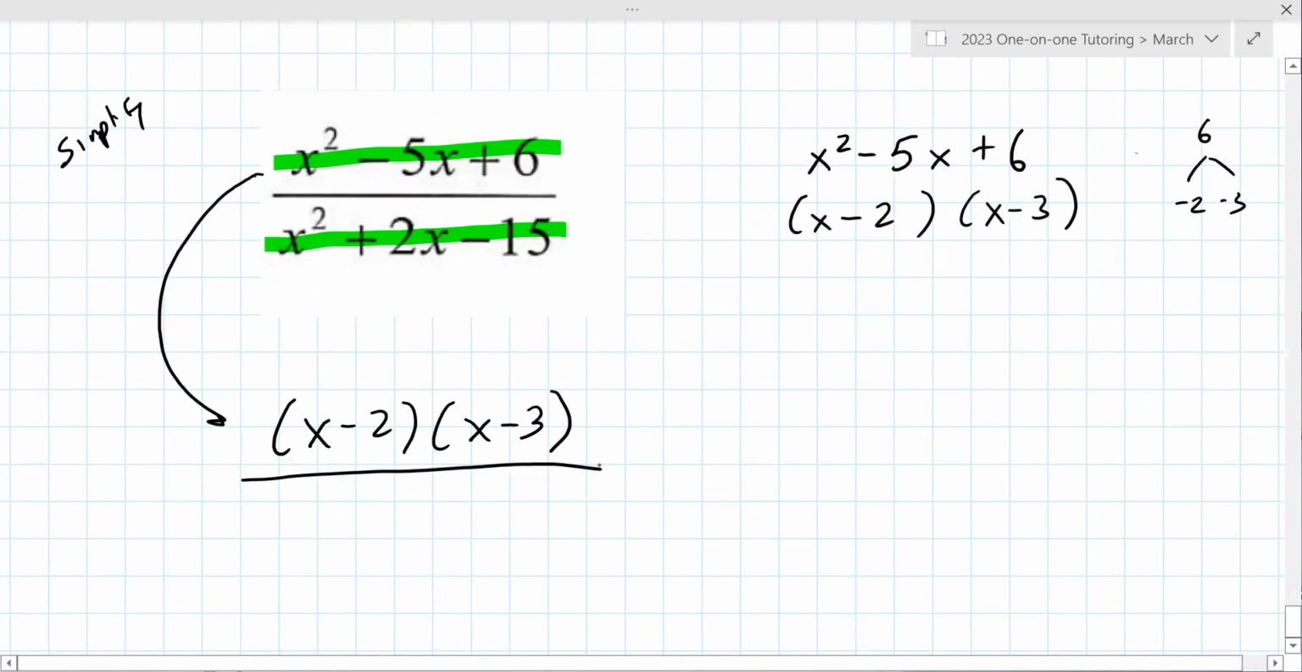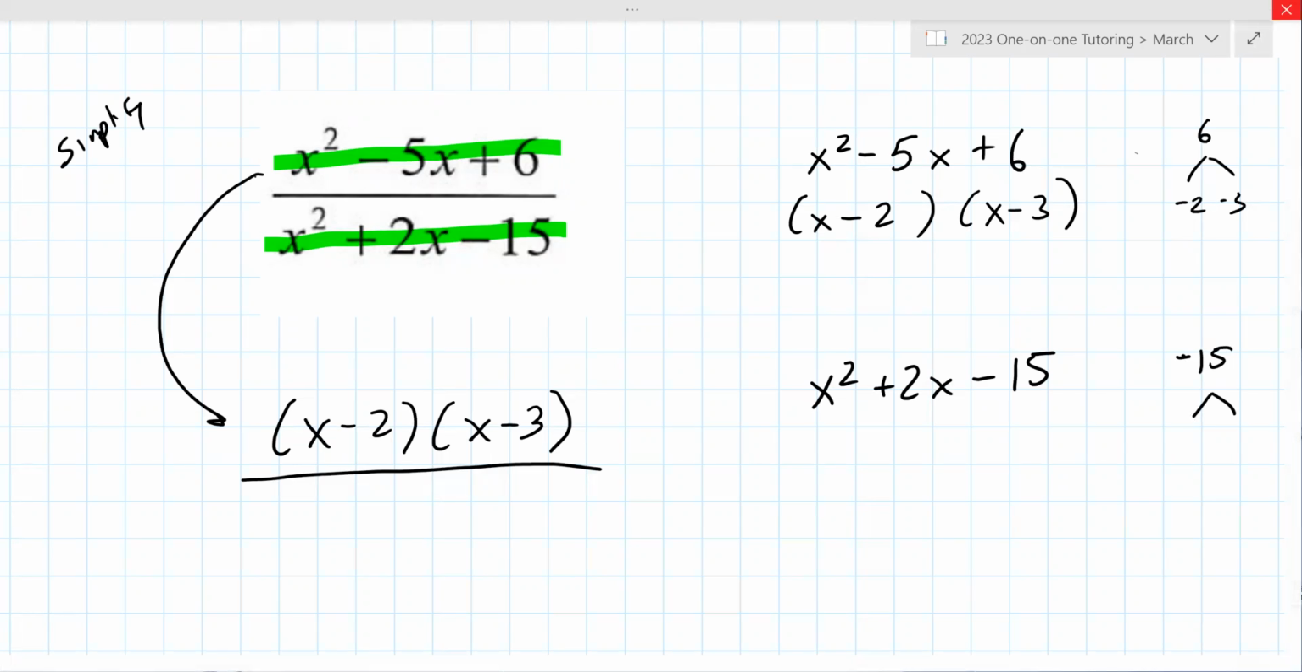I think so. Okay. So the bottom, you have to do the same thing. I know it feels like it's really different, but it's just combining two problems that we did earlier. So this one, you have to find two numbers that multiply to -15, but add to +2. Can you try that for me, please? Yeah, I'm doing that.